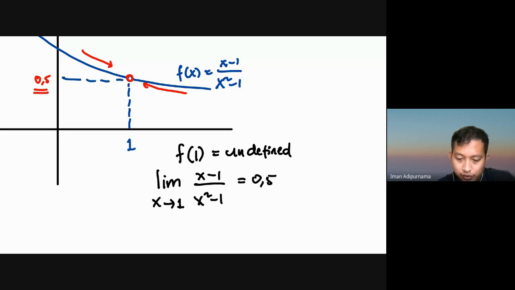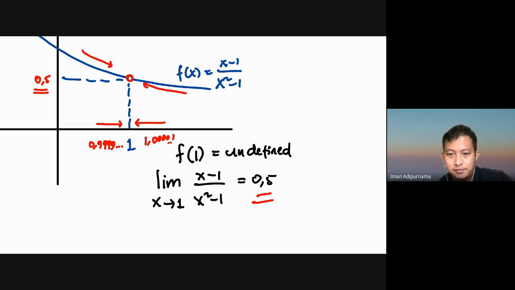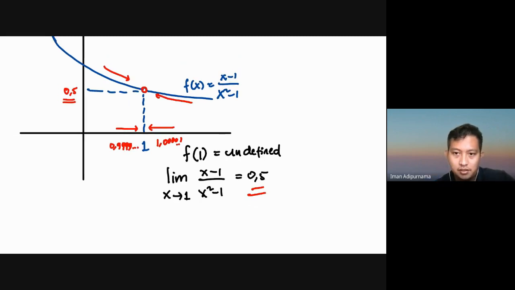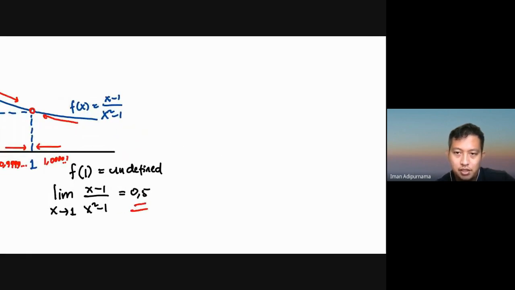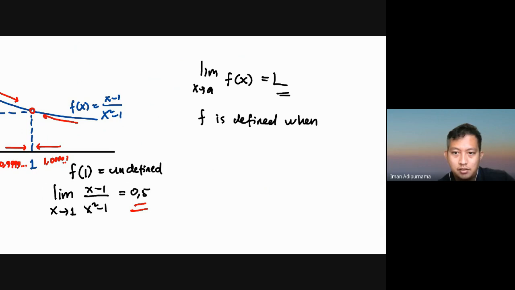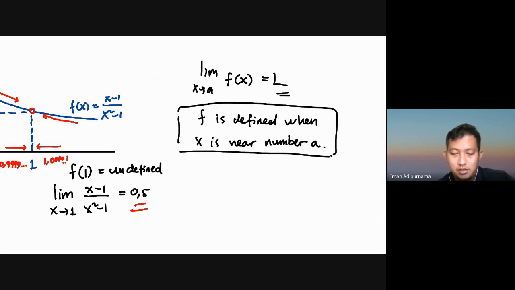So we can try going to here, maybe 0.9999 and maybe 1.00001. And we got this limit. Then we got some definition here. The limit is going to be some number L. f is defined when x is near number a. So this should be the requirement for limit.